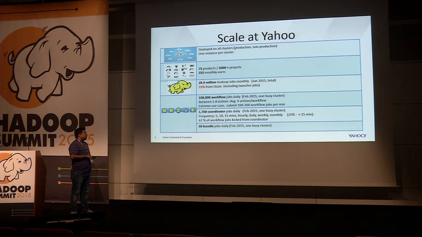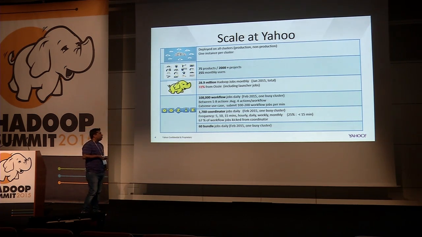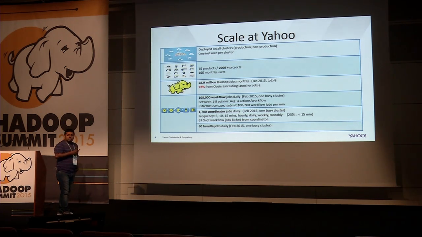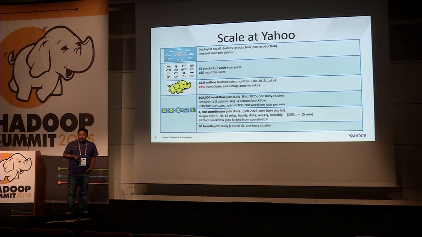If you look at the Oozie statistics, we submit more than 100K jobs daily, and each job has, on average, 4 actions. We also have a very extreme use case where one of the users submits 100 to 200 workflows per minute. In terms of coordinators, we have around 1,700 coordinators running daily. The frequencies of the coordinators are 5 minutes, 10 minutes, hourly, daily, weekly, monthly, and mostly around 25% are 5-minute jobs. We also have around 60 bundles running daily.